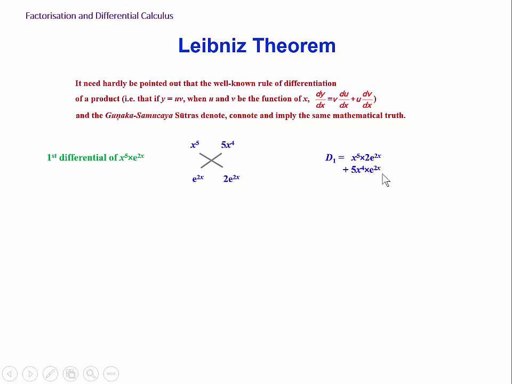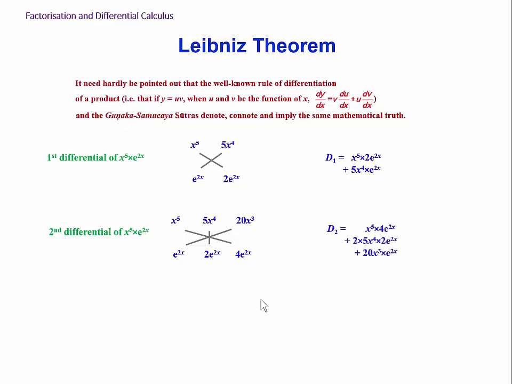And if we extend this, we want the second differential now of the same product. You will see that the values here in the first two columns are the same as before, but we differentiate again to get 20x cubed here and 4e to the 2x here. And then the answer is simply found by cross-multiplying 3 times like that and adding up. And so this is an application of the vertically and crosswise sutra. So D1 is the first product there, which is on the first line. The second product, the vertical product, on the second line here, and the third product here.